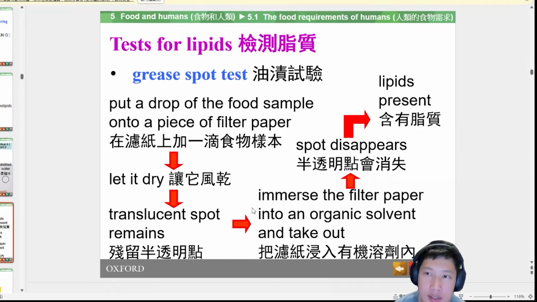But sometimes maybe we did not fully dry it, so it could be difficult for us to determine. In this case, how can we do it? We can quickly immerse this filter paper into some organic solvent, for example alcohol or ethanol. If the spot disappears, then by doing this process we can confirm that the lipid is present in the food sample.